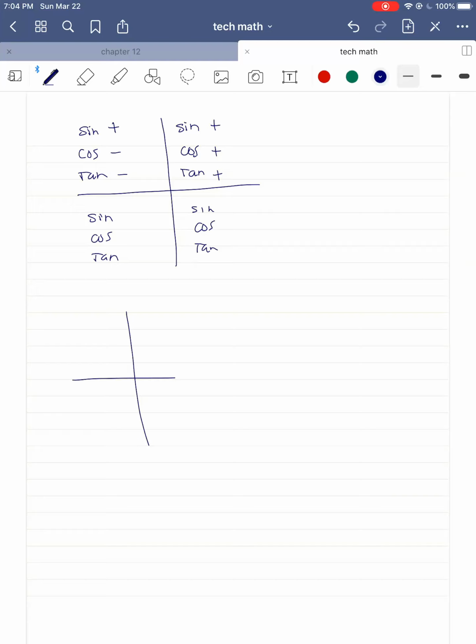Let's try one in quadrant 3. In quadrant 3, the ordered pair would be minus, minus. So minus 3, minus 4 puts me right about here.